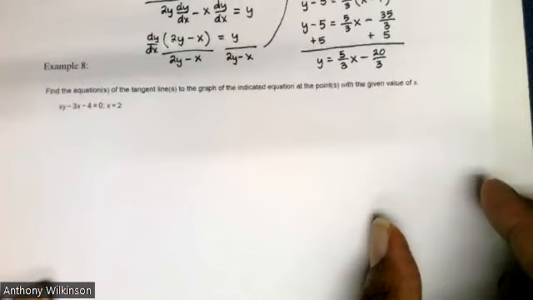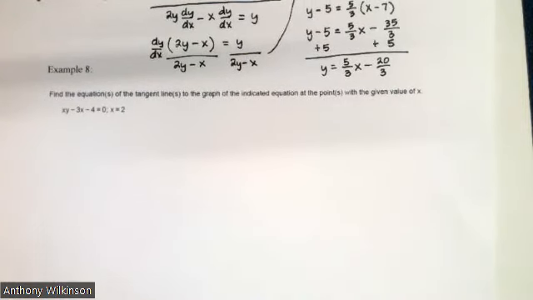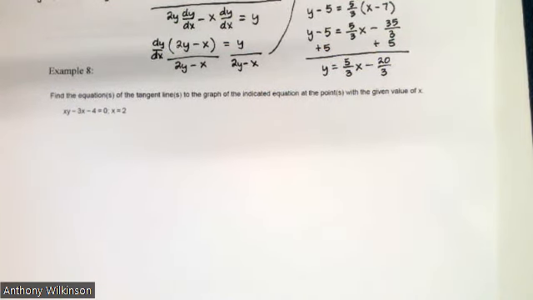Okay, look at example 8. Find the equation of the tangent line to the graph of the indicated equation at the point with a given value of x. In this case here, we got xy minus 3x minus 4 equal to 0 at the point, well, at x is equal to 2.